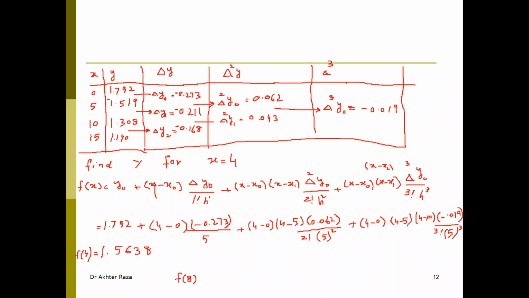If our missing number is from the bottom here, if I want to estimate 14, then 14 can be done by the Newton backward formula. So there are further categories: Newton forward formula, Newton backward formula, and central difference formula. If the missing number is from the top, the Newton forward formula can be used. If the missing number is from the bottom, the Newton backward formula will be used. If the missing number is from the center, central difference formulas will be used.